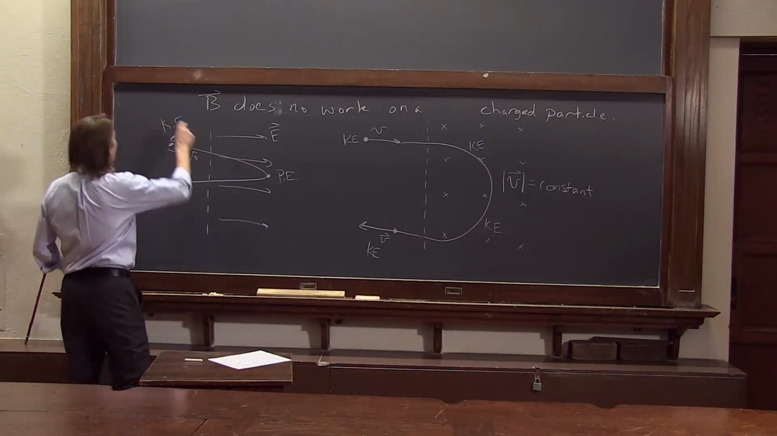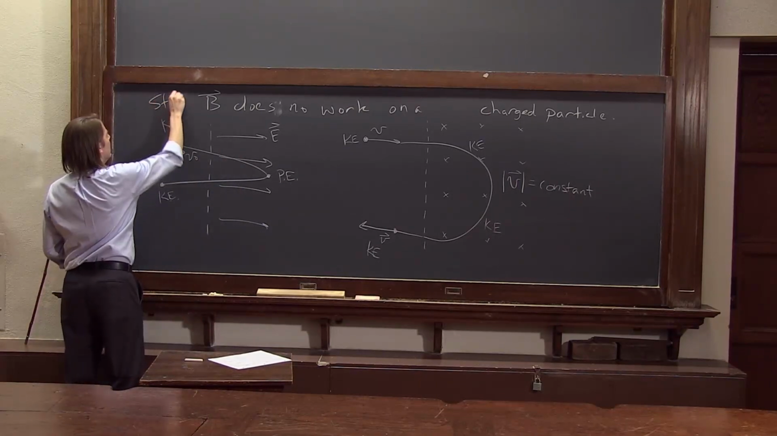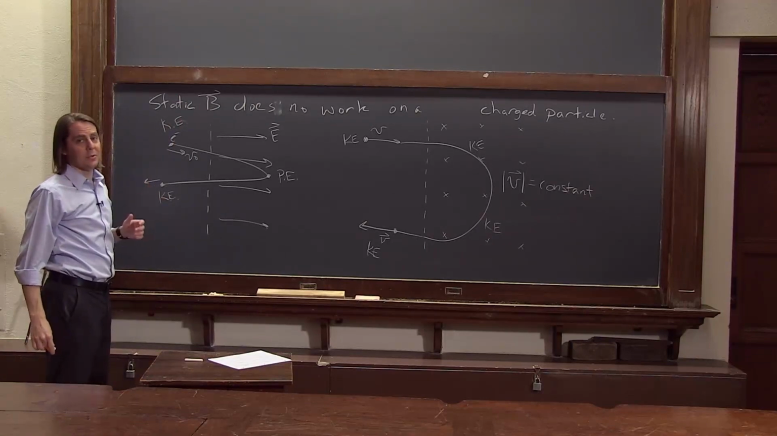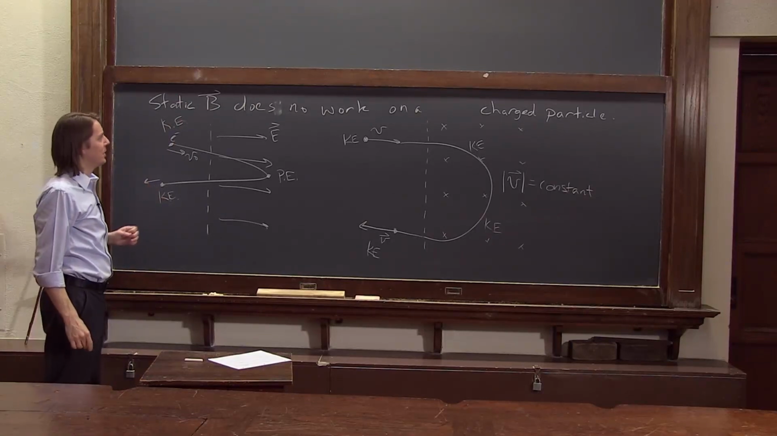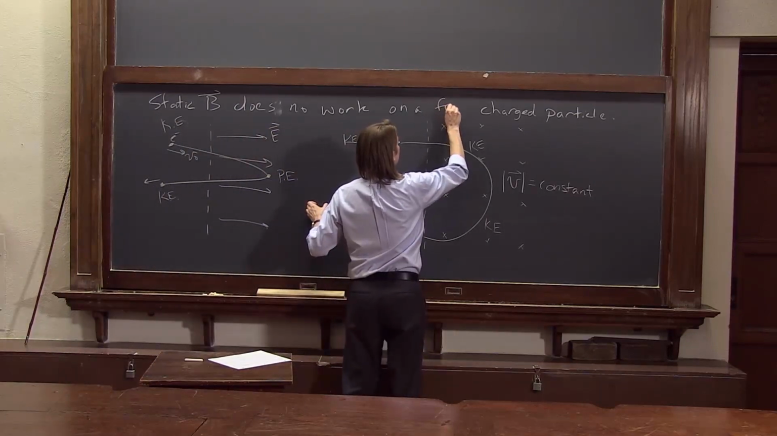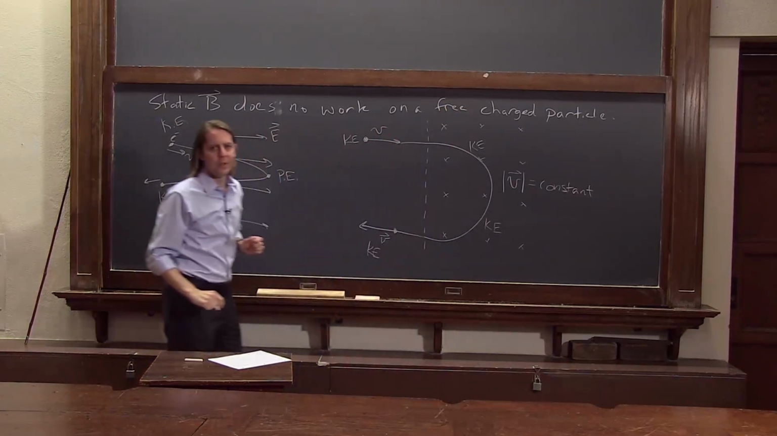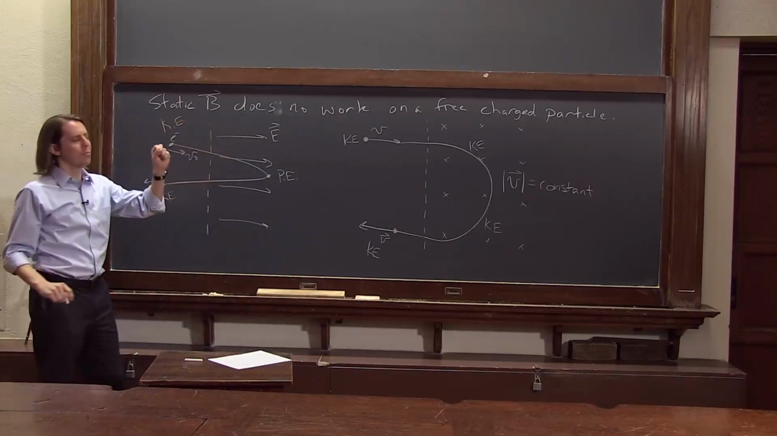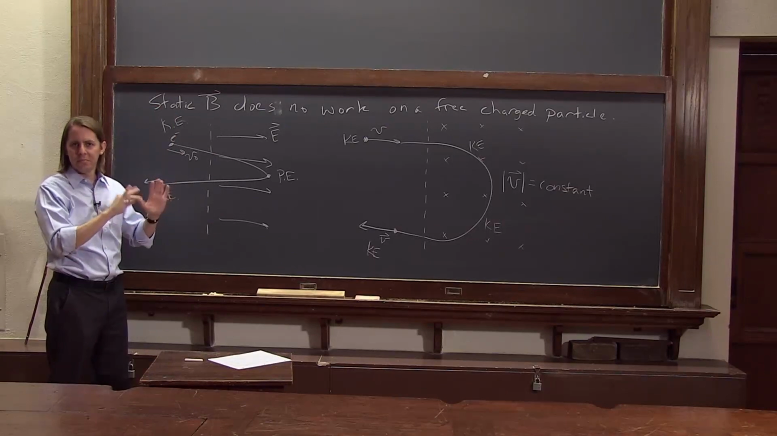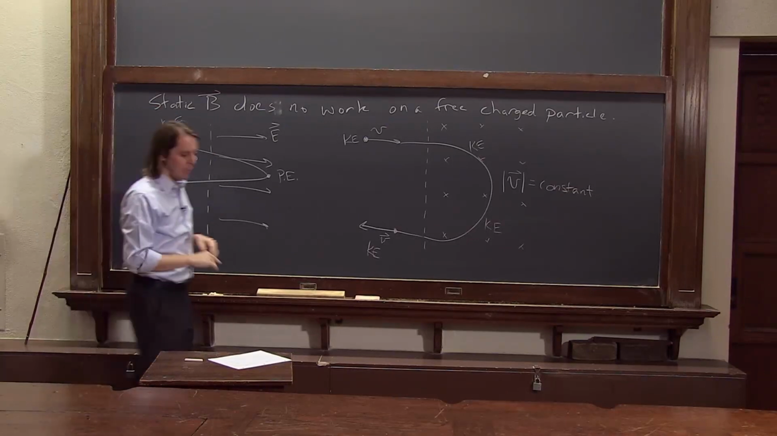Let's fix it in two ways. A static B field. When a magnetic field changes, that's when you do work. We'll get to that later, to induction. A static magnetic field does no work on a free charged particle. If you're just talking about an electron or a proton flying around in empty space, when you apply the B field, they just go in circles. That's all that happens. So then it won't do any work.